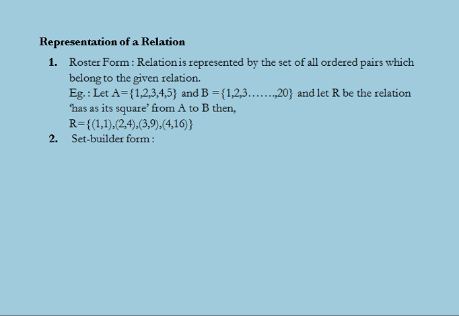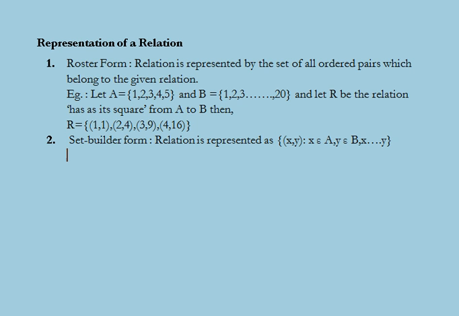Next we are going to discuss the set builder form. In this form the relation is represented as {(x,y): x belongs to set A, y belongs to set B and the rule by which x is associated with y}. Here the blank is to be replaced by the rule which associates x and y.